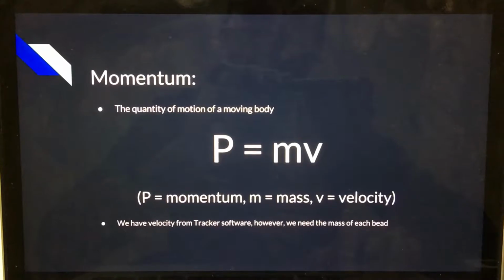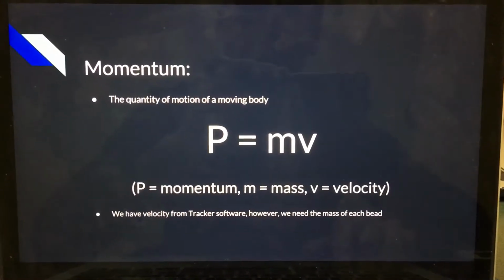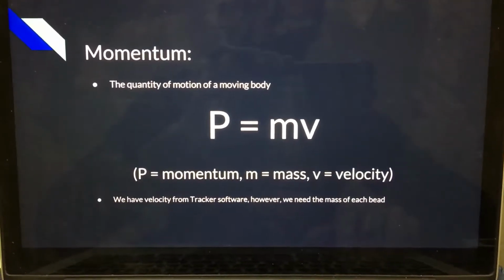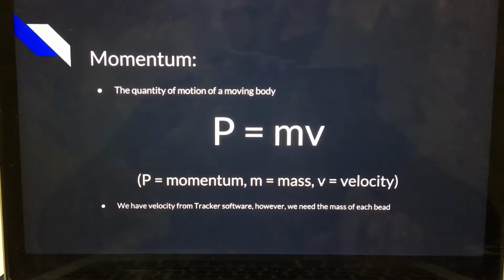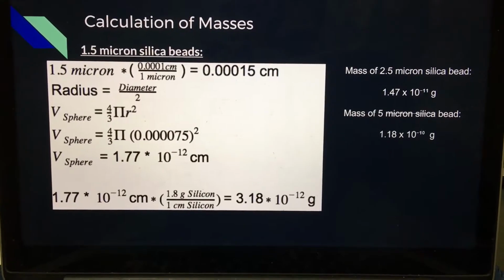In order to find momentum, which is the quantity of motion of a moving body, we used the formula P equals mv, which is mass times velocity. We used the tracker software that gave us velocity, and then we needed to calculate the mass of each bead. And so to find the mass of each bead, here's an example of the 1.5 micron silica beads.